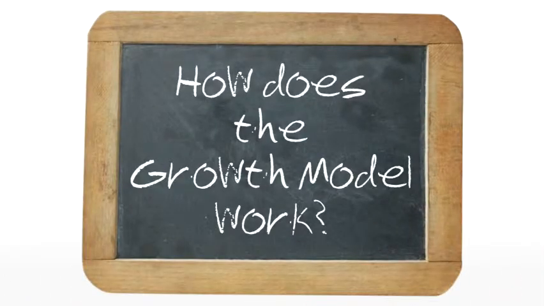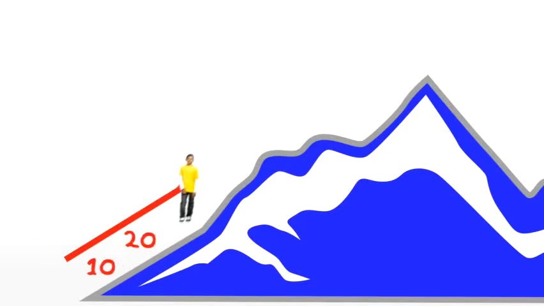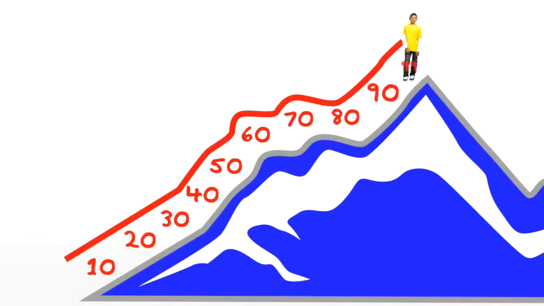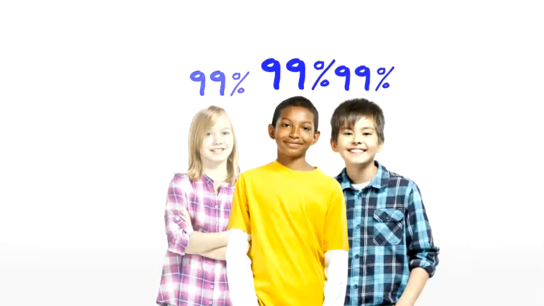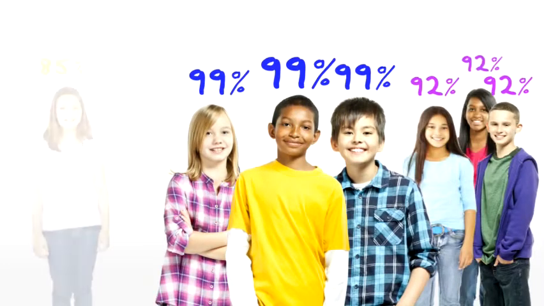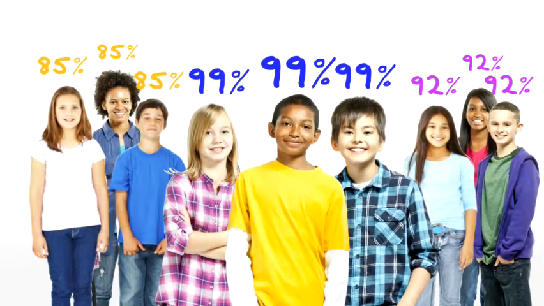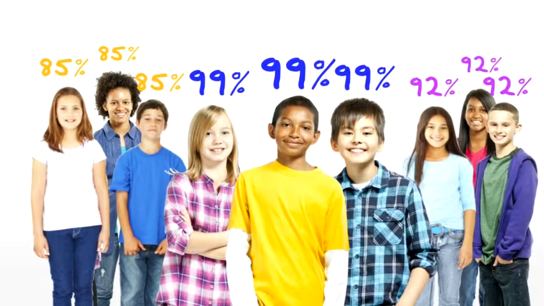How does the growth model work? The growth model uses all available state test scores to calculate individual student growth scores, or student growth percentiles. Student growth percentiles range from 1 to 99 and tell us how much growth the student made in comparison to other students with similar test scores from prior years.